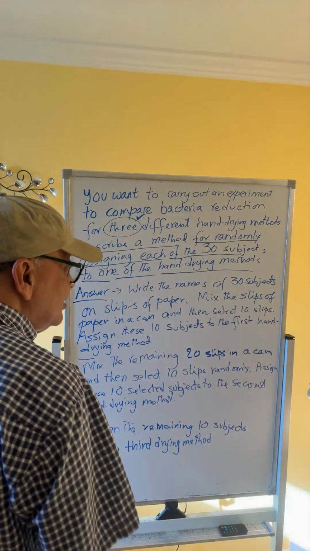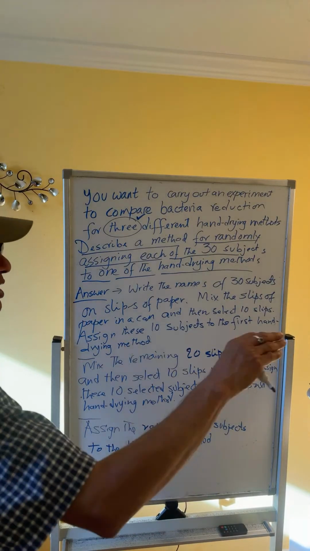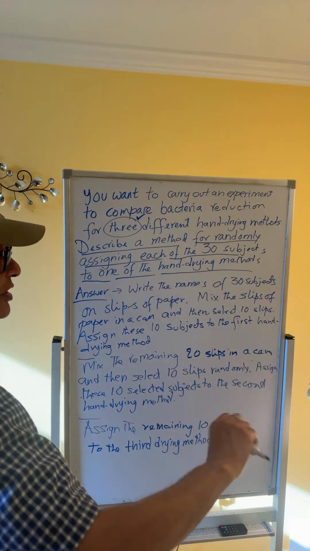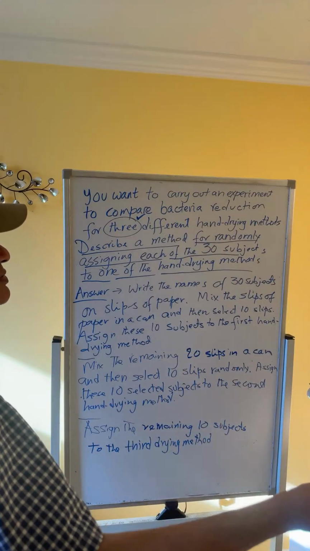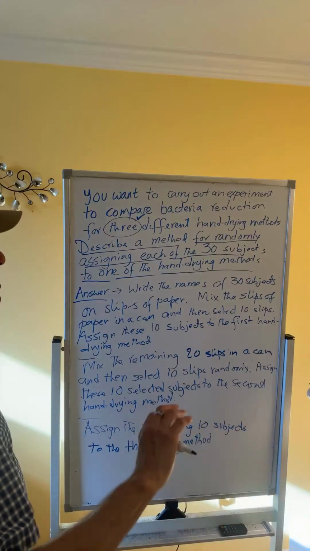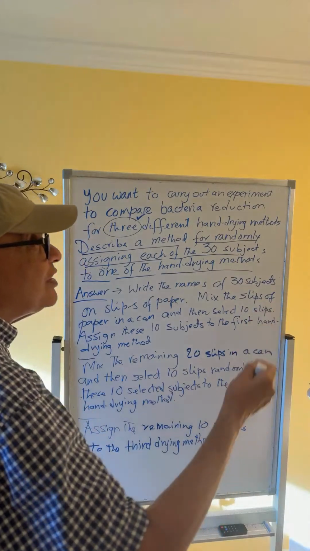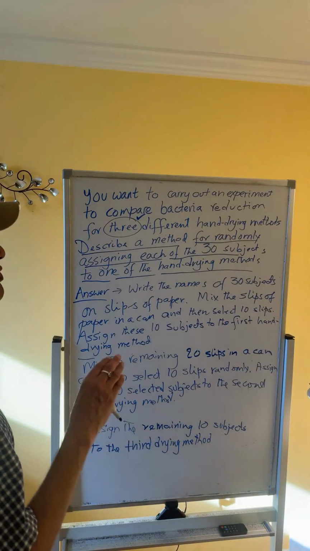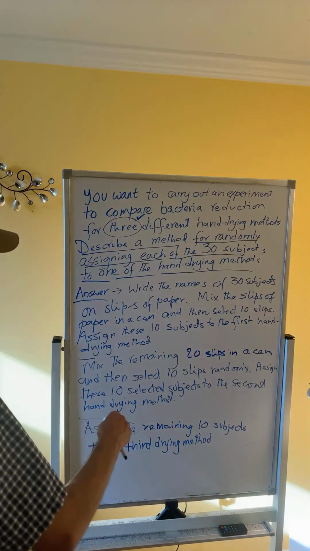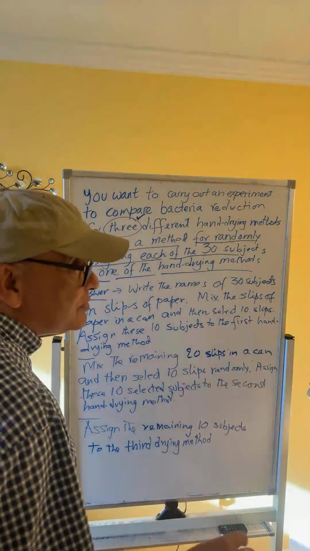In your first trial you took 30 slips of paper, put them in a can, shook it up and then selected 10 slips. Those slips selected got the first drying method. Repeat the process with the remaining 20, put the slips in the can, again shake them up and select randomly 10 slips. Those selected the second time around will be given the second drying method, and then you are left with only 10 more slips of paper.